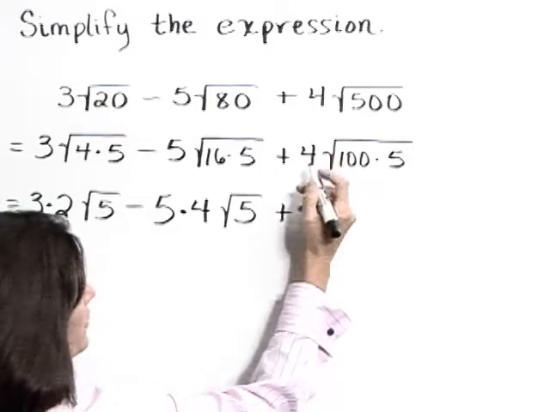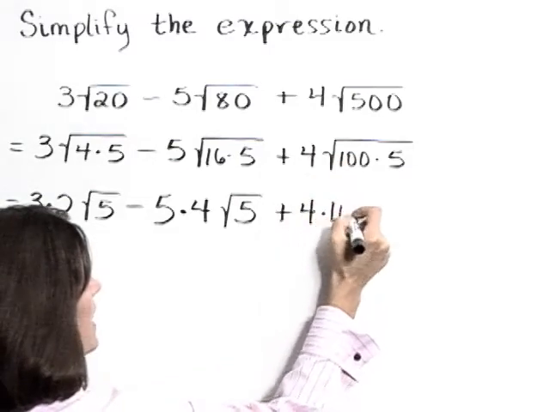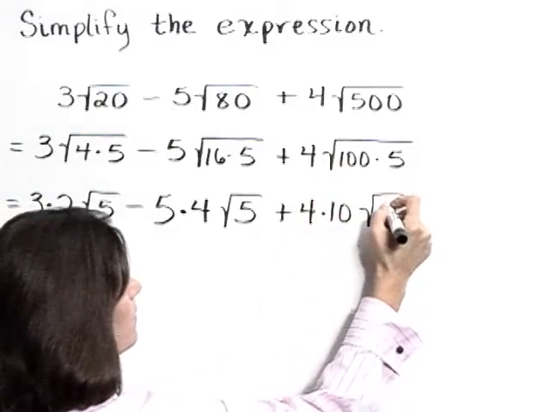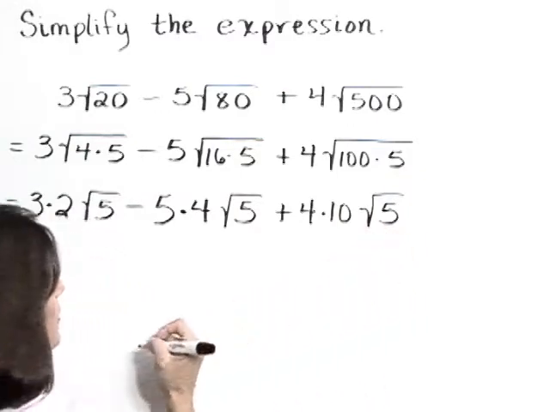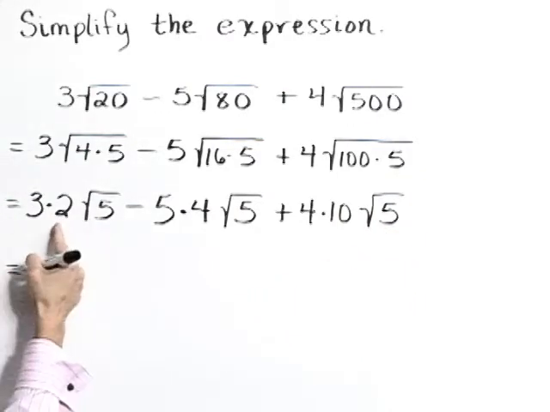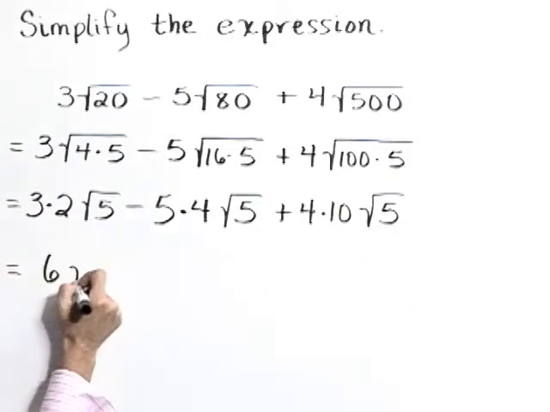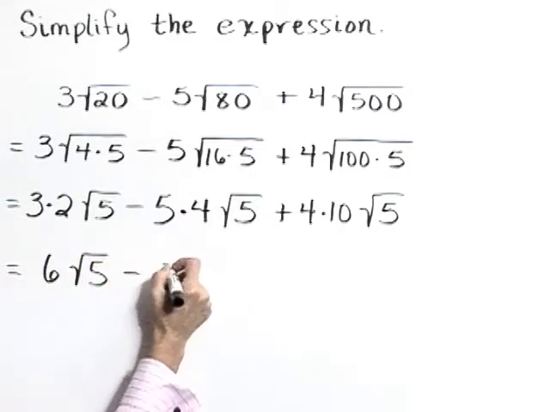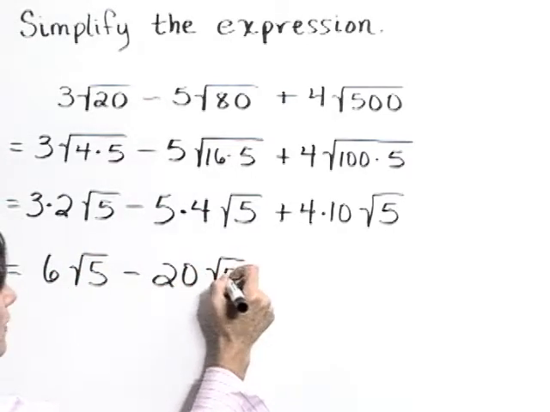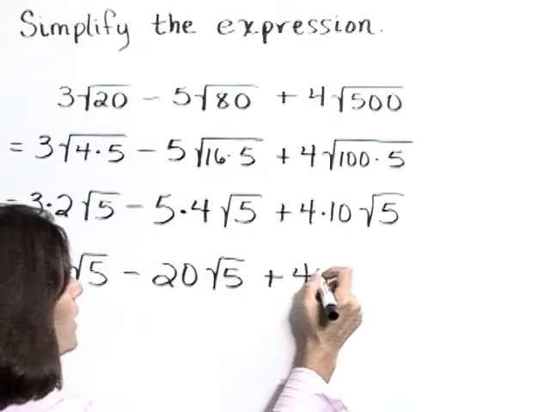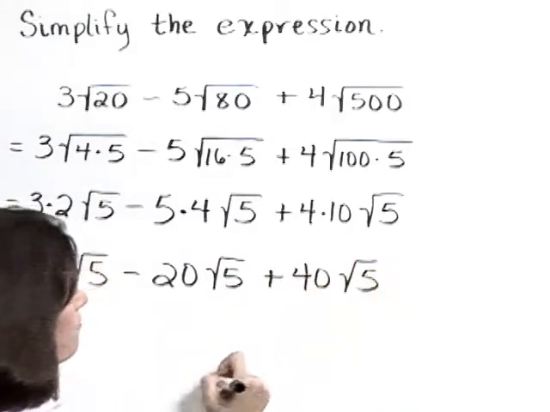Lastly, the square root of 100 is 10. We'll take that 10 times the 4. This 5 stays underneath the radical. Multiplying, we get a 6 times the square root of 5 minus 20 times the square root of 5 plus 40 times the square root of 5.